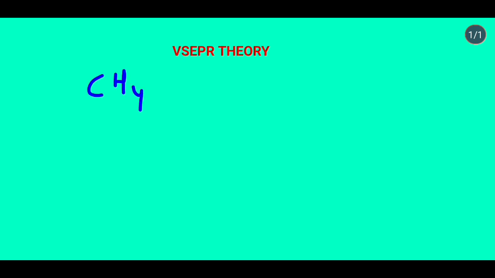Now take CH4, that is methane. The central atom is C, with 4 hydrogens, 1 2 3 4, as neighboring atoms. We draw single bonds to the four atoms. The hydrogens have duplets, and the carbon forms an octet.